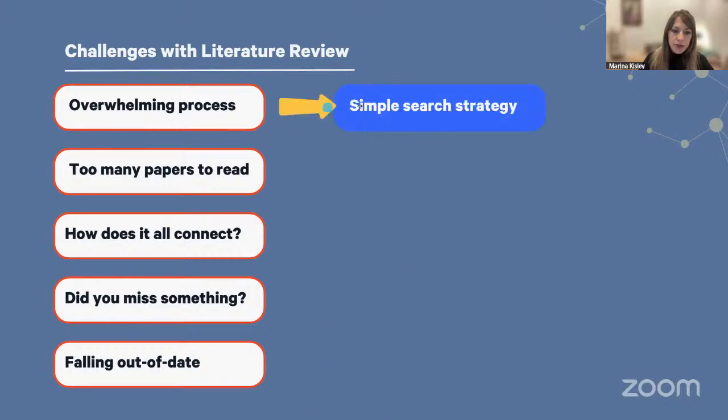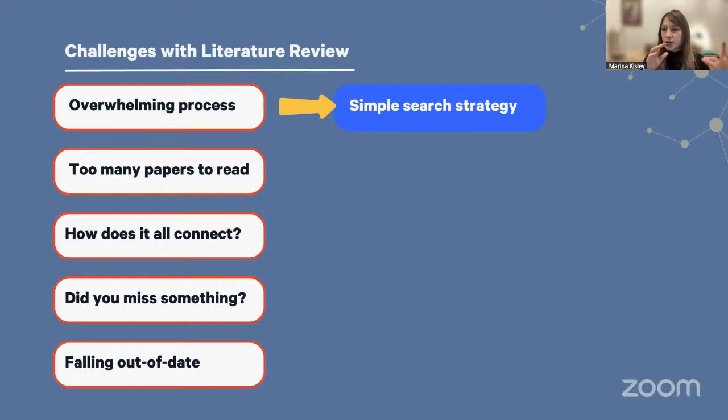So for this process, we're really just trying to focus on a really simple search strategy. Because the main reason that going through literature is so overwhelming is because we kind of imagine, oh my gosh, there's so much literature out there. All I know is my topic. And how do I get to the important papers? Like that is a kind of a big question mark.